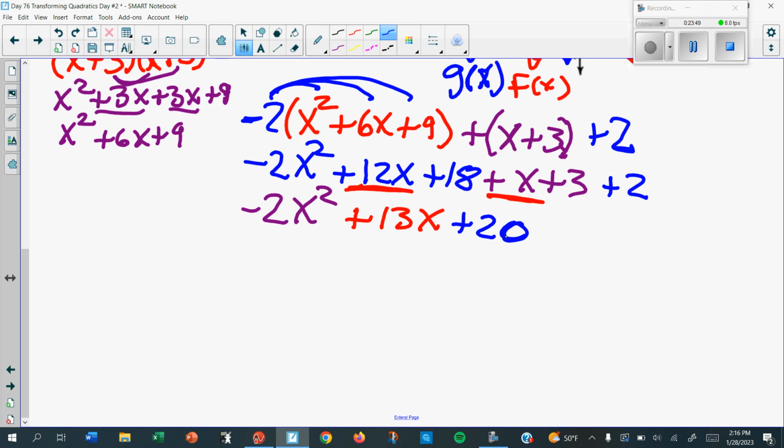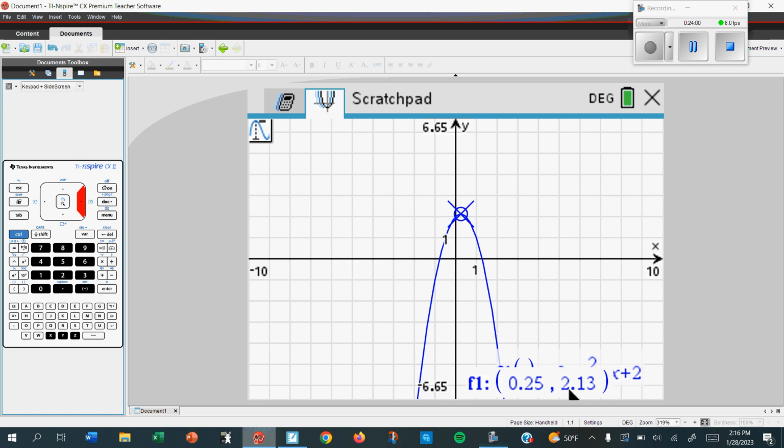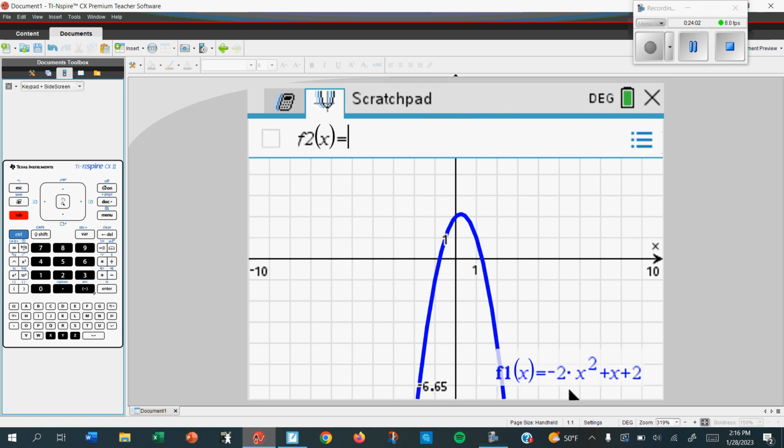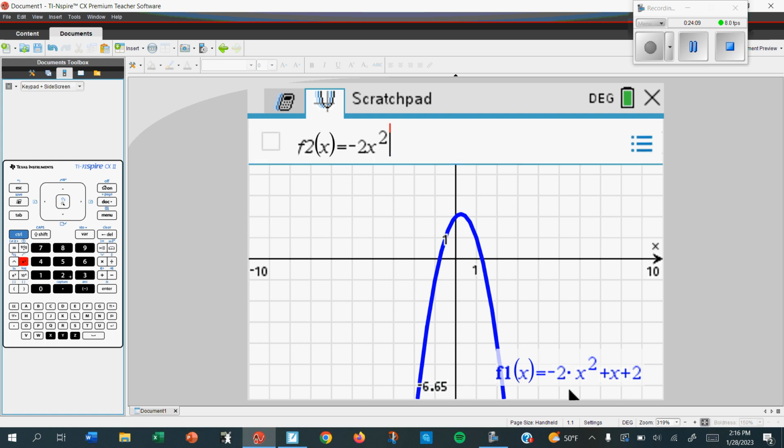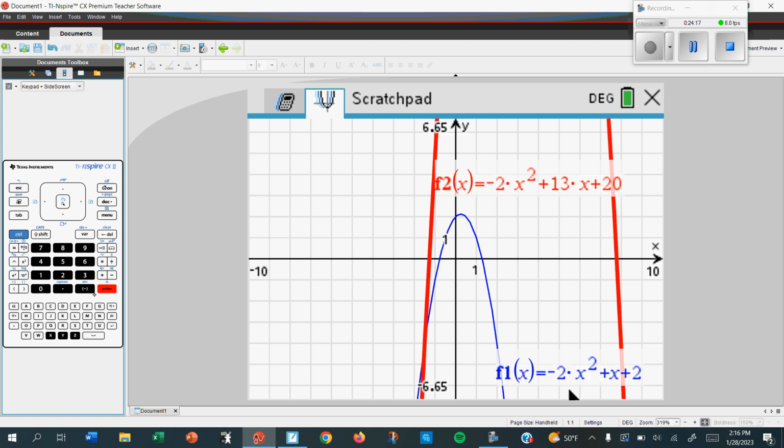And you know you did it right, because if we type this graph in, negative 2x squared plus 13x plus 20, here we go. So, tab, negative 2x squared plus, what was it, 13x plus 20. I was about to say, I'm like, I think something went wrong. Give me a second, guys.